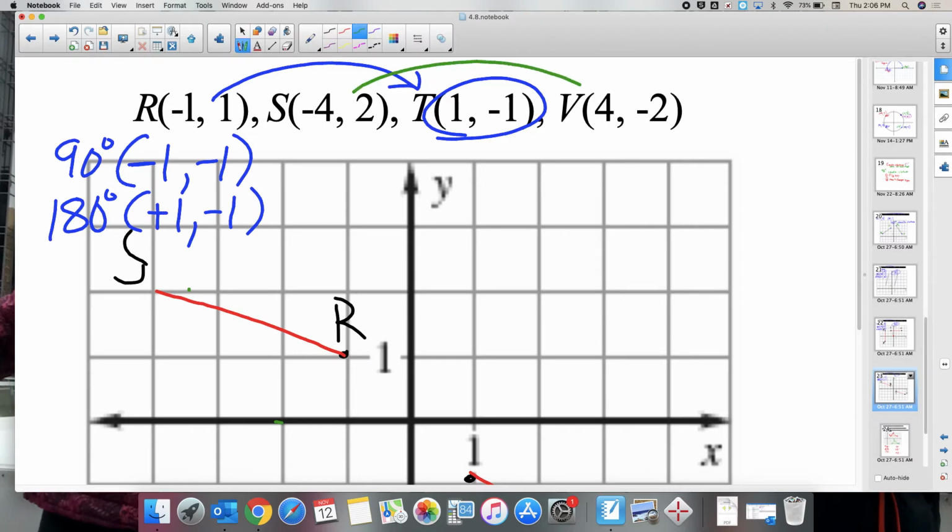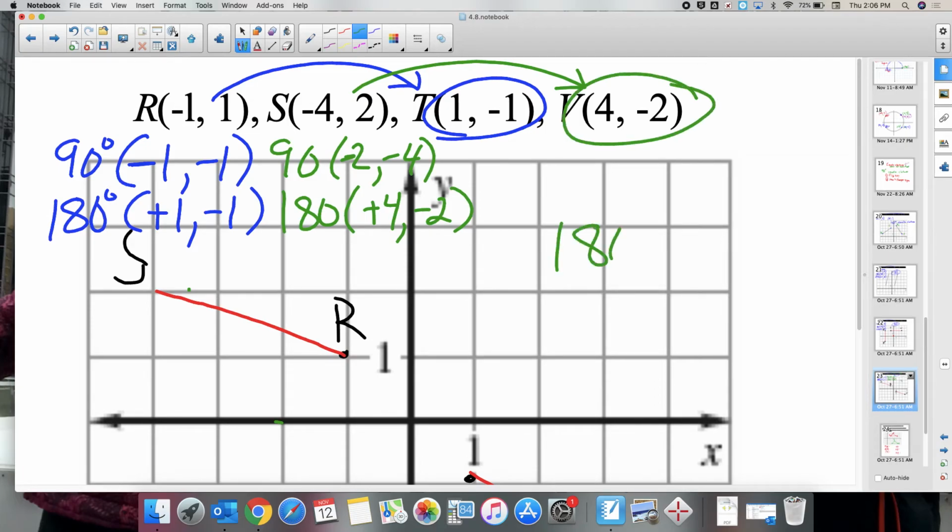Then let's make sure S gets to V the same way. 90 degrees. We flip them. Change the sign of the new x. Not there yet. Hopefully it works here. Flip them. Change the sign of the new x. And that is exactly where I wanted to be. So it is a 180 degree rotation. Technically, we use a rule for counterclockwise. But if you wanted to say clockwise, if you go 180 degrees either way, you'd end up in the same spot. Brings us to our last problem.